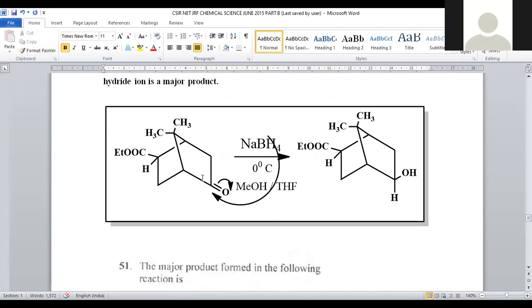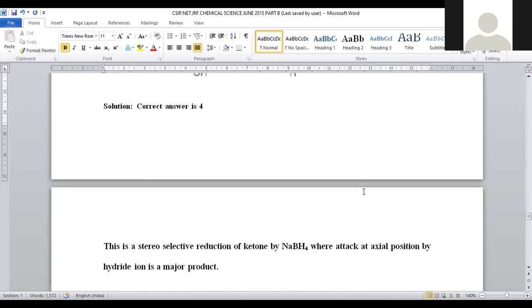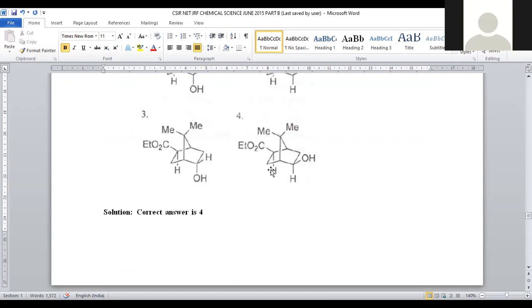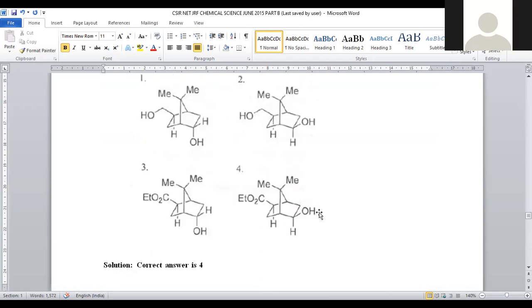Hydride will be attached from the front end because the CO group is already there. Sodium borohydride being bulky in nature, it will always come from the least hindered side, so that OH will go to the equatorial position and hydride will attach to the axial position. This is a convenient way of reduction, so that is given in option number 4, right? Equatorial OH, axial hydride will be attached here, ester will not be impacted.